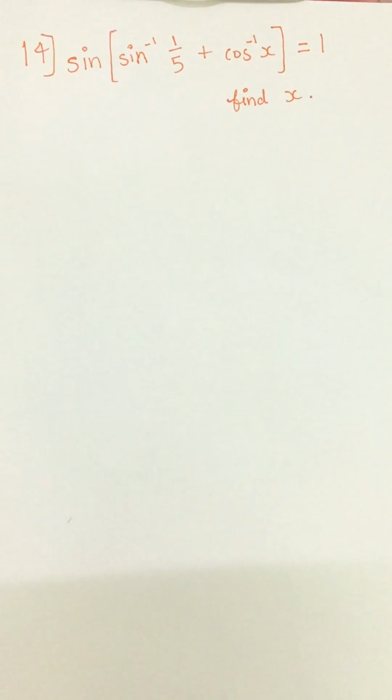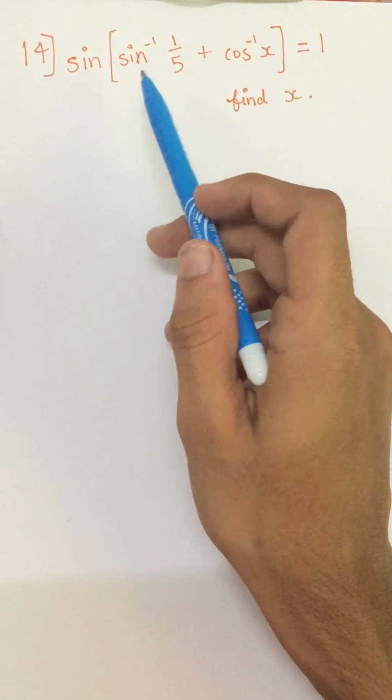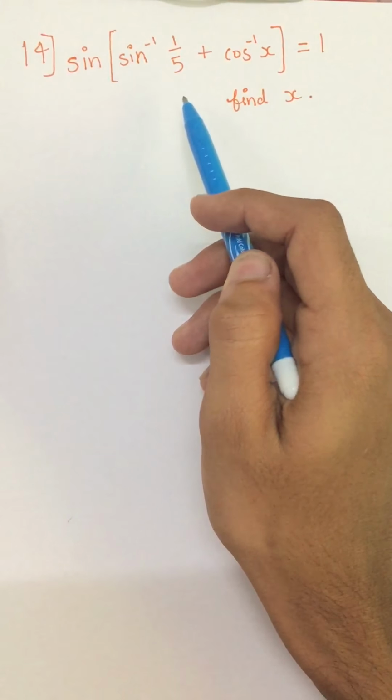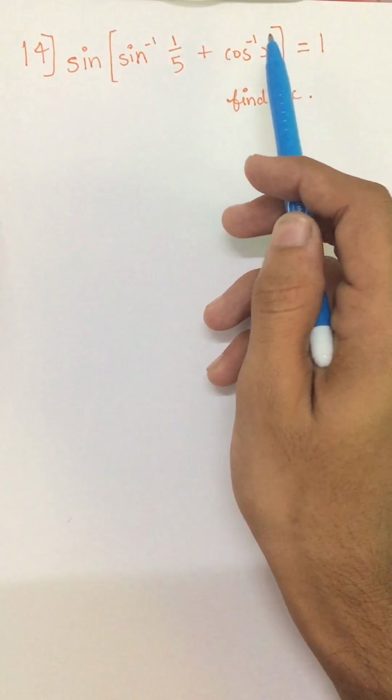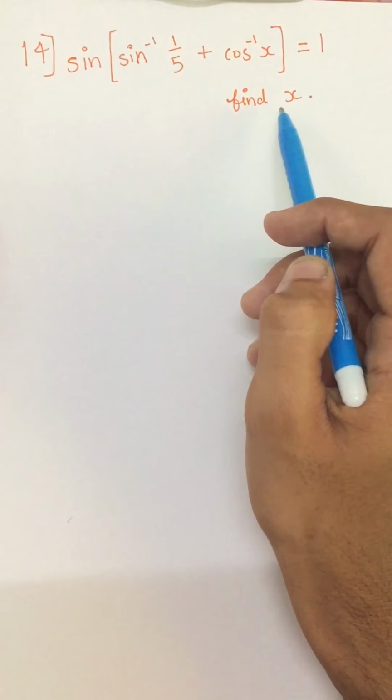Hello friends, so let us solve the 14th question of the second exercise of inverse trigonometric functions. We are given an equation that says sine of bracket sine inverse 1 by 5 plus cos inverse x bracket closed equals to 1, and we have to find x.